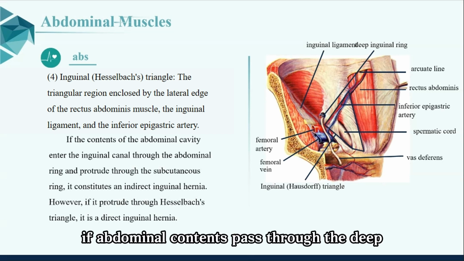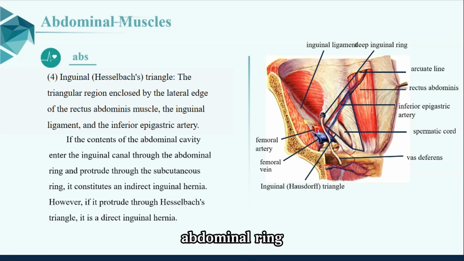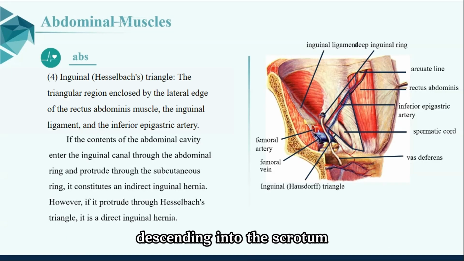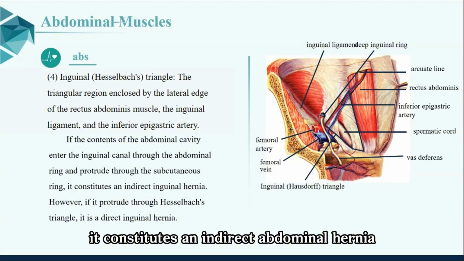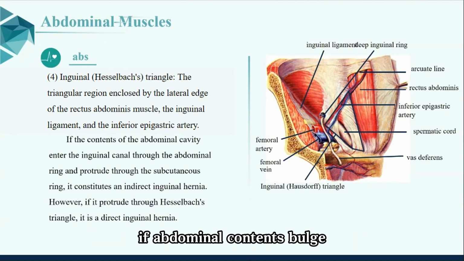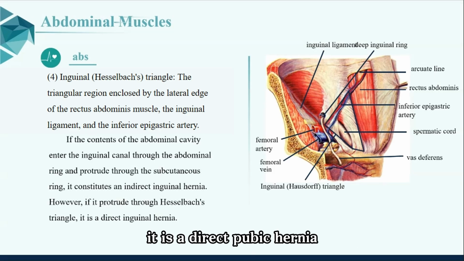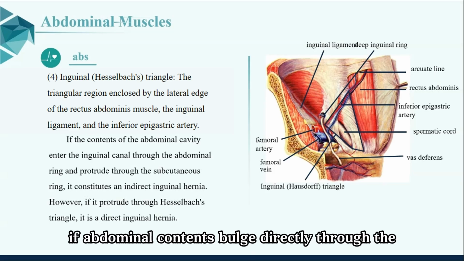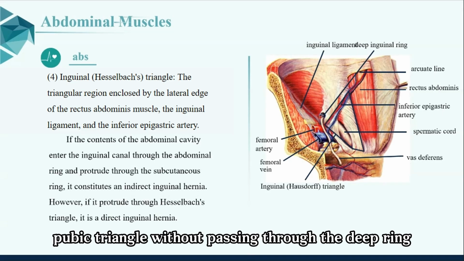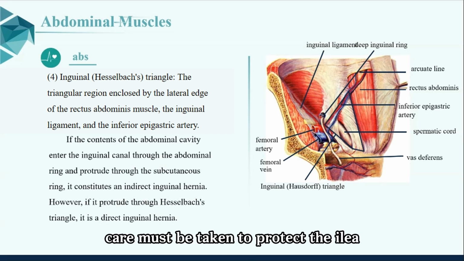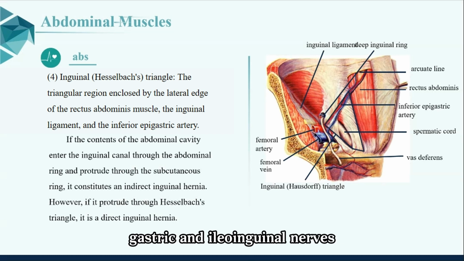If abdominal contents pass through the deep inguinal ring, into the inguinal canal, and then through the superficial inguinal ring, descending into the scrotum, it constitutes an indirect inguinal hernia. If abdominal contents bulge directly through the inguinal triangle without passing through the deep ring, it is a direct inguinal hernia. During surgery, care must be taken to protect the ilioepigastric and ilioinguinal nerves.